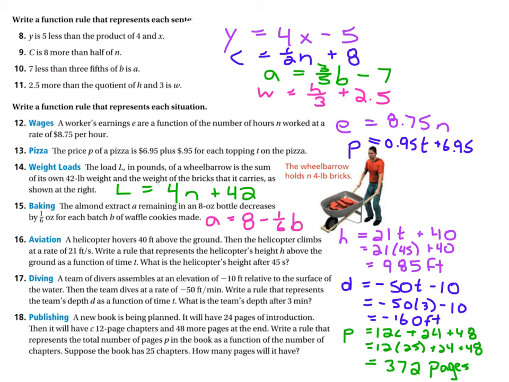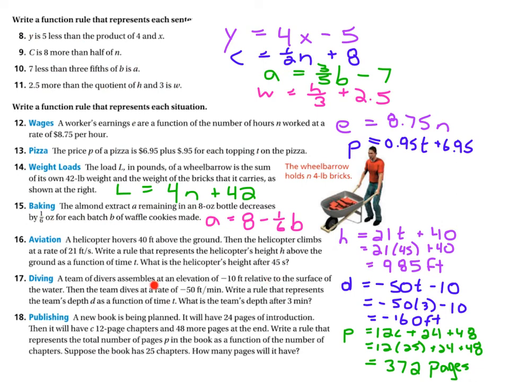So here you got the helicopter hovers 40 feet above the ground. We're starting at plus 40. And then we say it goes up or climbs positive 21 feet times the number of seconds, which t represents. Okay, so this is the rule. The height is 21 times the number of seconds plus that initial 40 feet up it was, and they want us to then calculate it for after 45 seconds. So when we put 45 in there, we find out that after 45 seconds, going up at 21 feet per second, starting at 40, would be 985 feet above the ground.